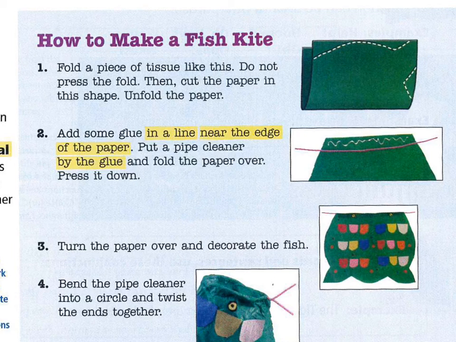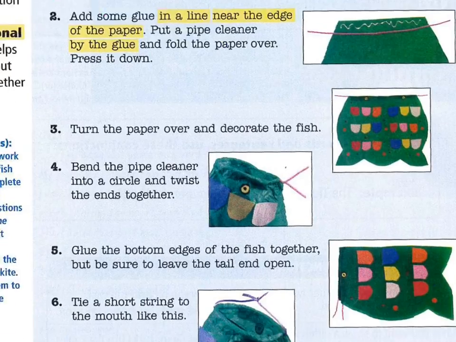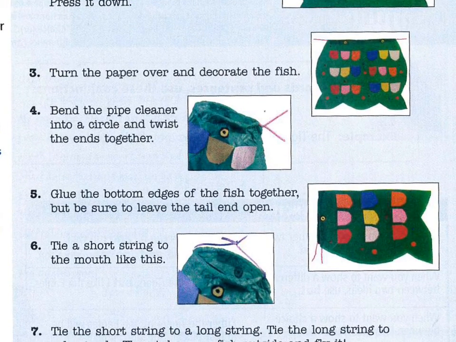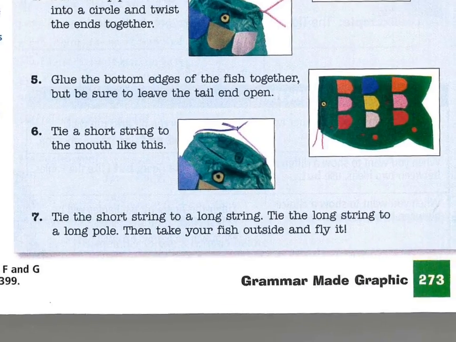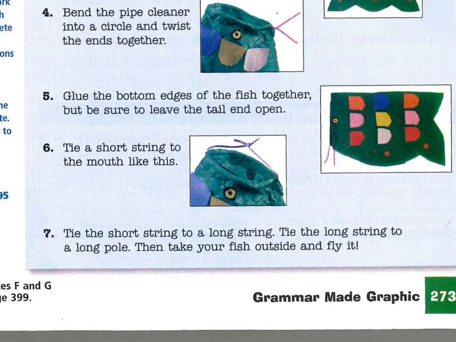We need the prepositions to be clear in our directions. Turn the paper over and decorate the fish. Bend the pipe cleaner into a circle and twist the ends together. Glue the bottom edges of the fish together, but be sure to leave the tail end open. Tie a short string to the mouth like this, in case you want to make your own fish kite. Tie the short string to a long string. Tie the long string to a long pole. Then take your fish outside and fly it.